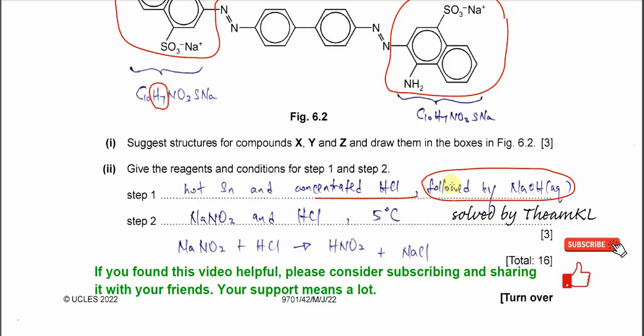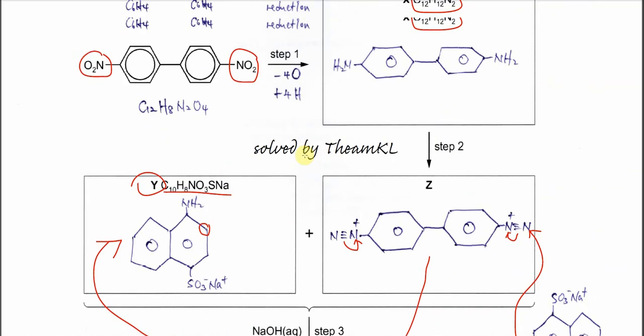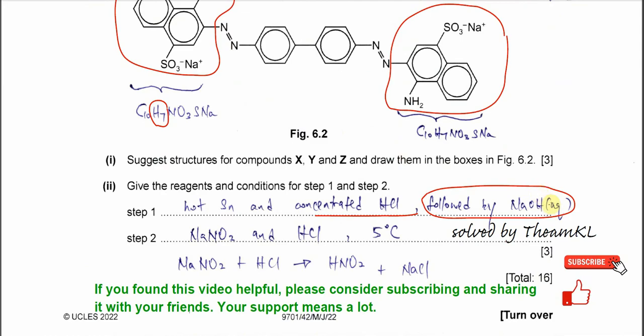Why? Because when we use acid as the reagent, the phenylamine, once it's formed, will react with the HCl. We don't want this to happen. We don't want the phenylamine to react with acid. Therefore, we need to use alkali, followed by sodium hydroxide solution, to make sure the phenylamine will form and the acid is not there to react with the phenylamine.